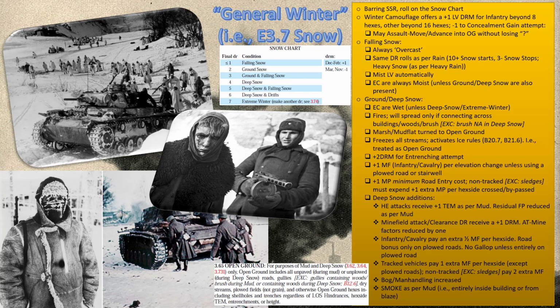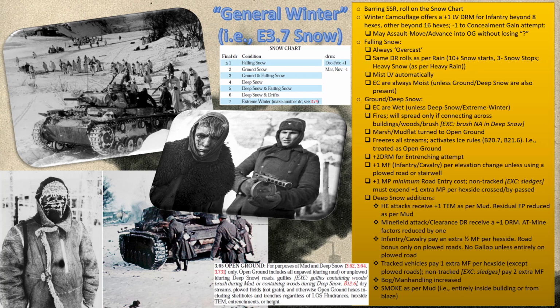Any entrenching in the snow is going to suffer a +2 die roll, and you need a 5 or less to entrench, so it's already going to be hard enough. And obviously, if you've never tried to dig in the snow, which I have, it sucks. +1 movement factor per elevation change, unless you're using a plowed road or obviously a stairwell inside a building. And for vehicles, there's actually a minimum of 1 road entry cost, not half, regardless of your button up or not. And any non-tracked vehicles, with the exception being sledges, must expend 1 extra movement point per hex side crossed and or bypassed. Now here's some additions to the deep snow.